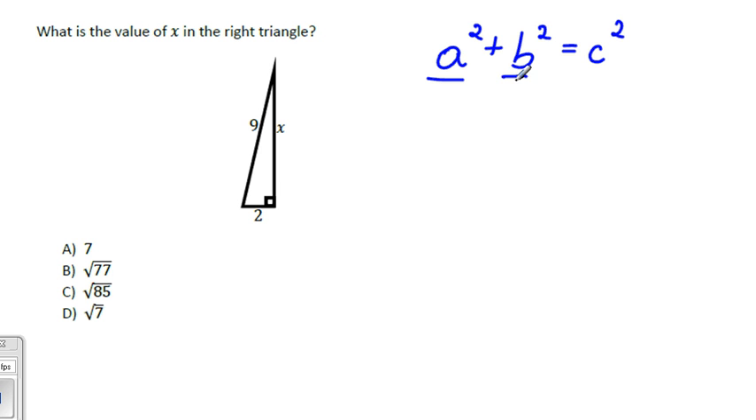Don't forget that A and B in this equation are the two legs of the right triangle that form the 90 degree angle. And C is always the hypotenuse. Hypotenuse is the longest side of the right triangle and is always located across from the 90 degree angle. So let's label the triangle.